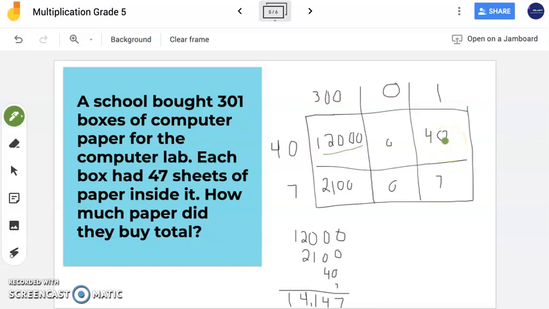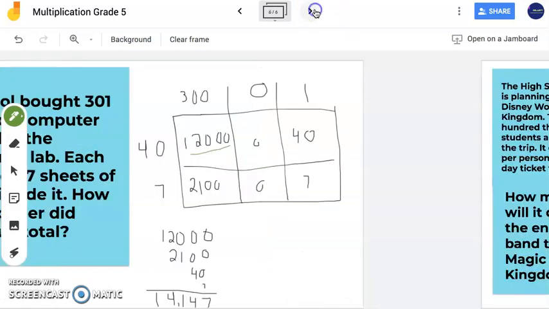Now just like the previous problem, we took all the numbers inside this box and added them together. Notice here I have 12,000 plus 2,100 plus 40 plus 7, which is giving me my product of 14,147 pieces of paper is how much the school bought. Now that is my answer to this problem. You can choose any method to solve and you're going to find you get the same answer every single time.